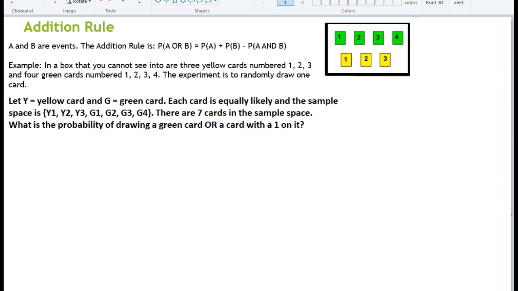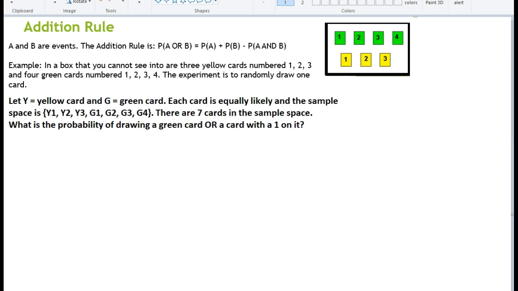Let's take a look at an example. In a box that you can't see into are 3 yellow cards, numbered 1, 2, 3, and 4 green cards, numbered 1, 2, 3, 4. The experiment is to randomly draw 1 card. So Y is going to be a yellow card, G is going to be a green card. Each card is equally likely to be drawn, and the sample space they've given us is Y1, Y2, Y3, G1, G2, G3, G4. And there's 7 cards in the sample space.